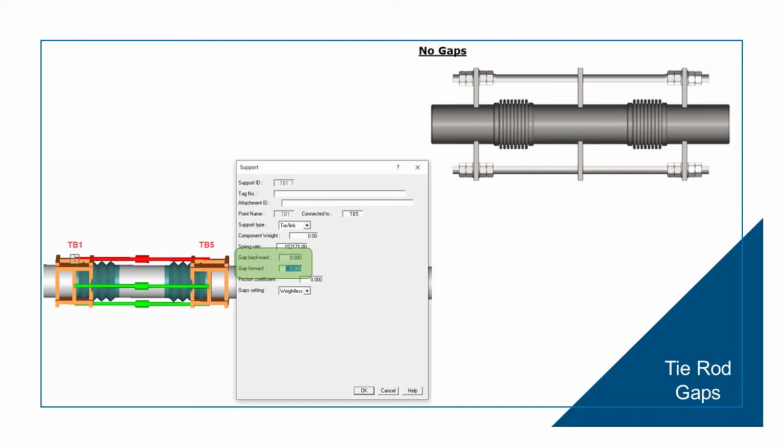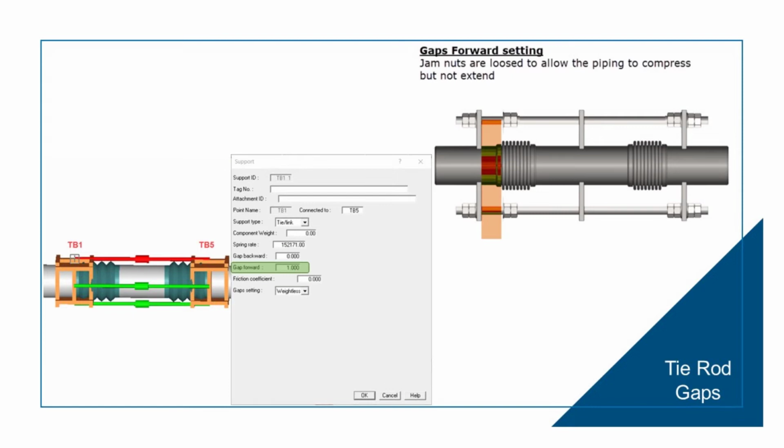Can't move axially. Here in AutoPIPE, we have a 1-inch gap forward. And in the image on the right, it shows now that the nuts are tight to the outside of the plates, but the 1-inch gap is applied on the inside of one of the plates, which is shown by that orange line there, that orange shading. And so the joints here can contract 1 inch before the plate hits the nuts and it's stopped. So gap forward setting means it can contract.